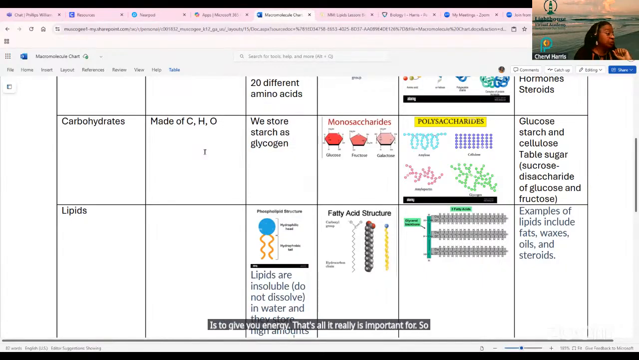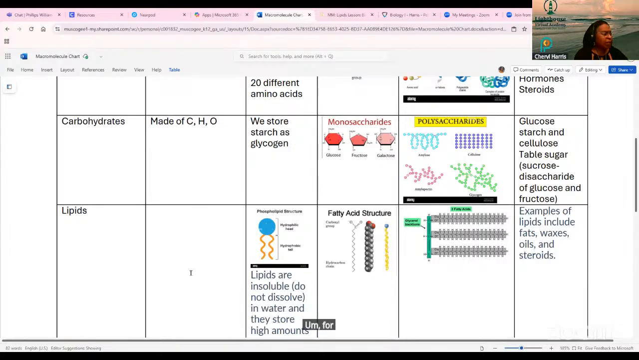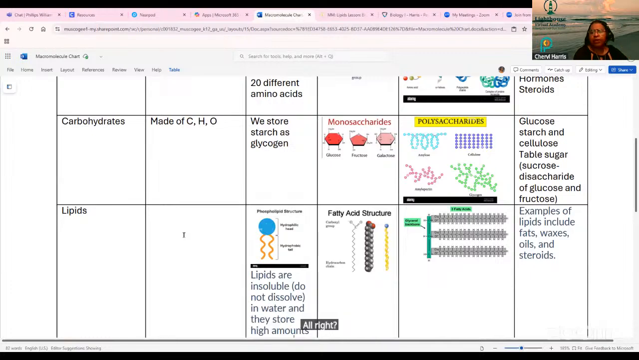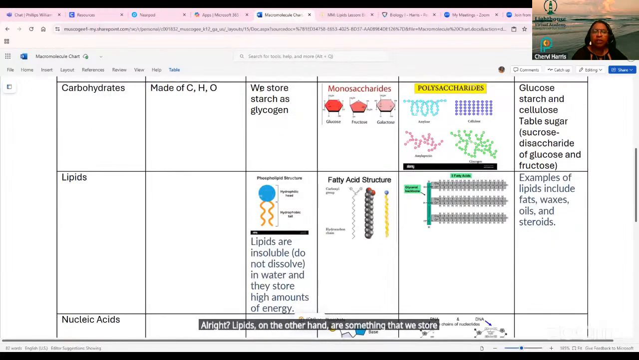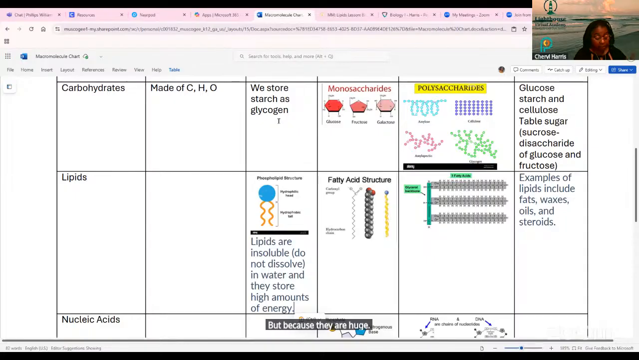So when we want to get some more energy, we eat some carbs. You've heard people talk about weightlifters and people who exercise carb loading. They're carb loading because they're trying to get energy. Lipids, on the other hand, are something that we store. And I think up here, we said we store starch as glycogen. So we don't exactly go to lipids first because they're big molecules, they're hard to get energy from, but because they are huge, they have lots more energy than a carbohydrate. We're going to come back to that in a second.